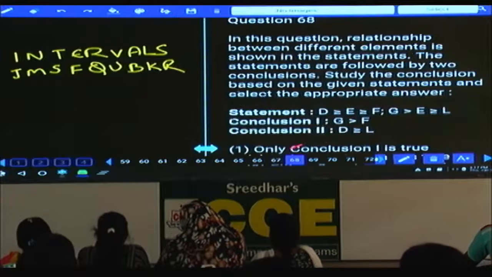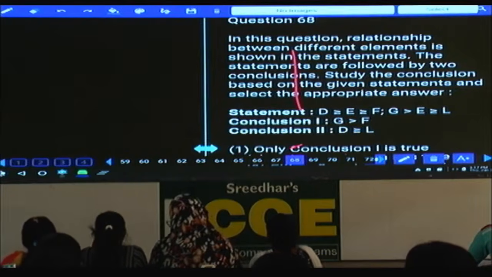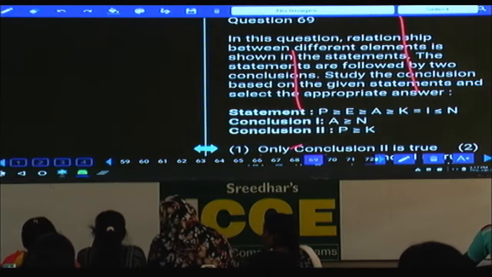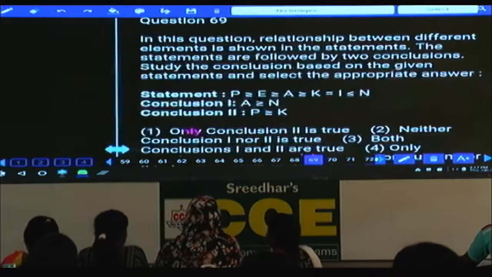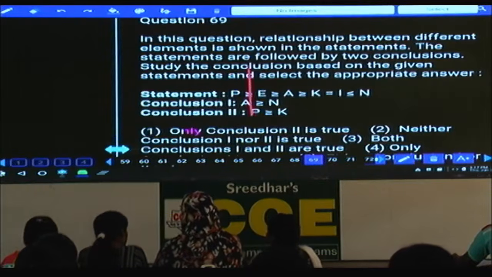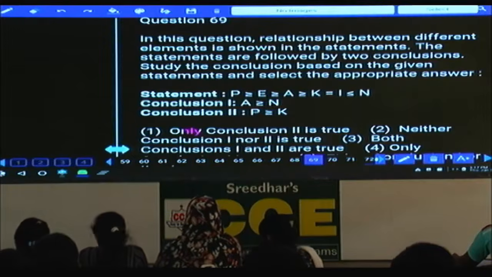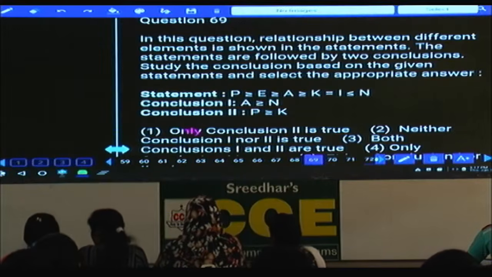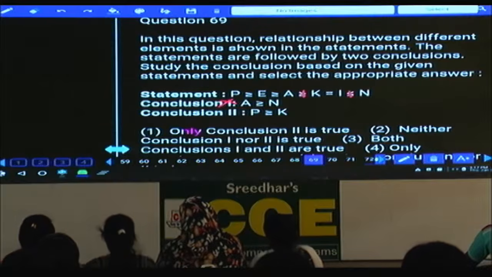Done with this? Then coming to question number 68 onwards, all these questions are based on which category? These questions are based on coded inequalities. In this, the relation between A and N: A is here and N is here. Between these two opposite symbols, there is no relation, hence the first conclusion cannot be drawn.